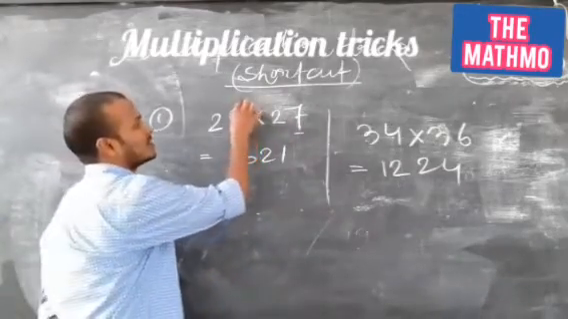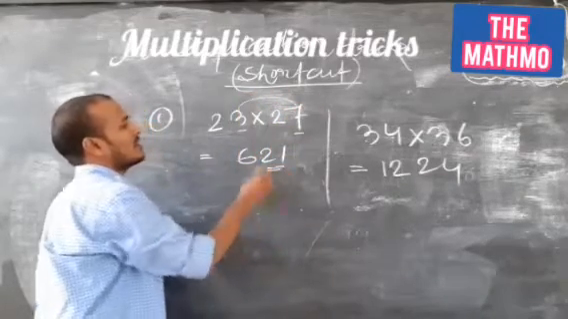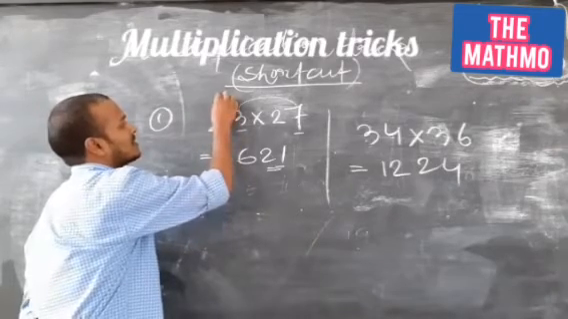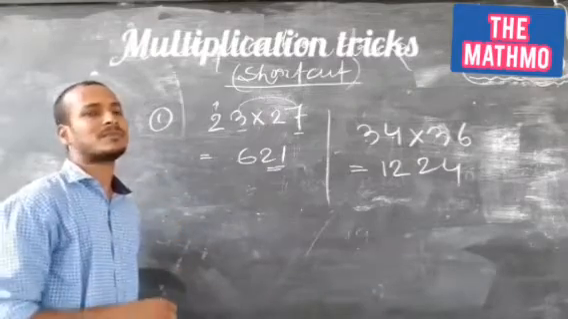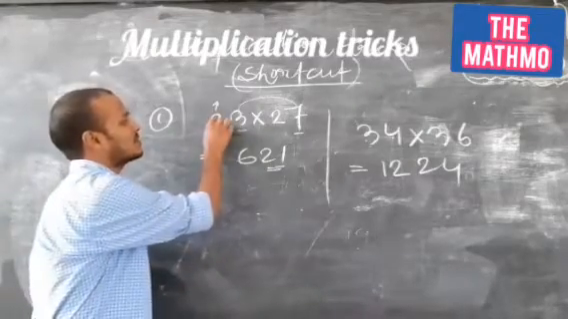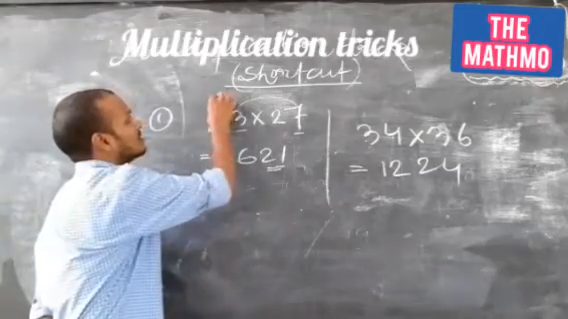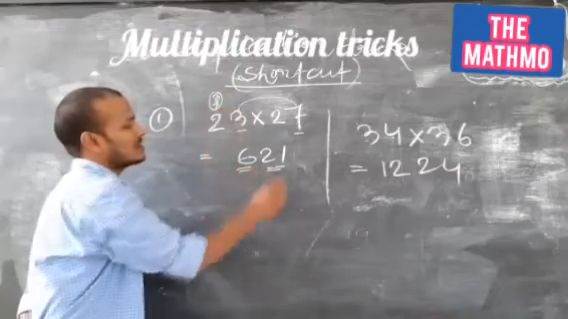What to do is just multiply the last two digits. 3 and 7 is 21. And you multiply the tens digit by the next digit, that is, the successor, the just next digit of the number 2. After 2 the next number is 3. So you have to multiply 2 with 3, and that is 2 into 3, 6.